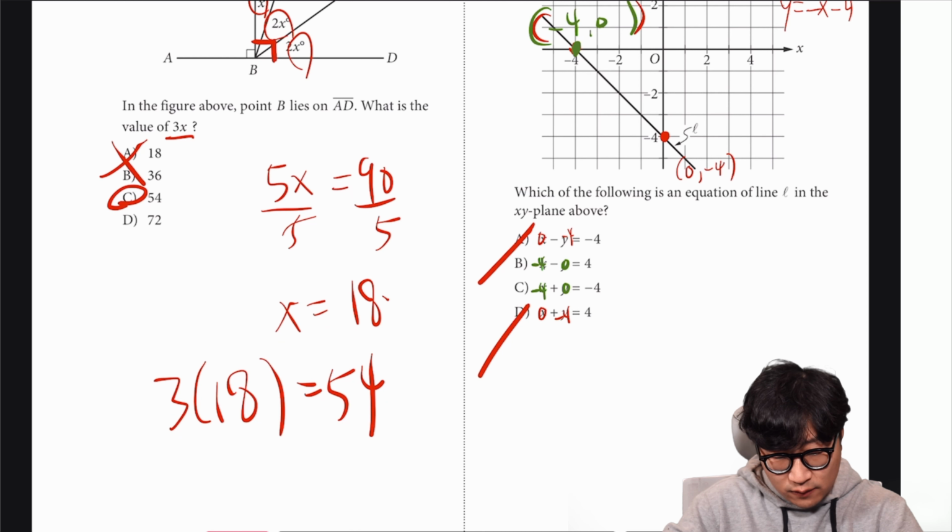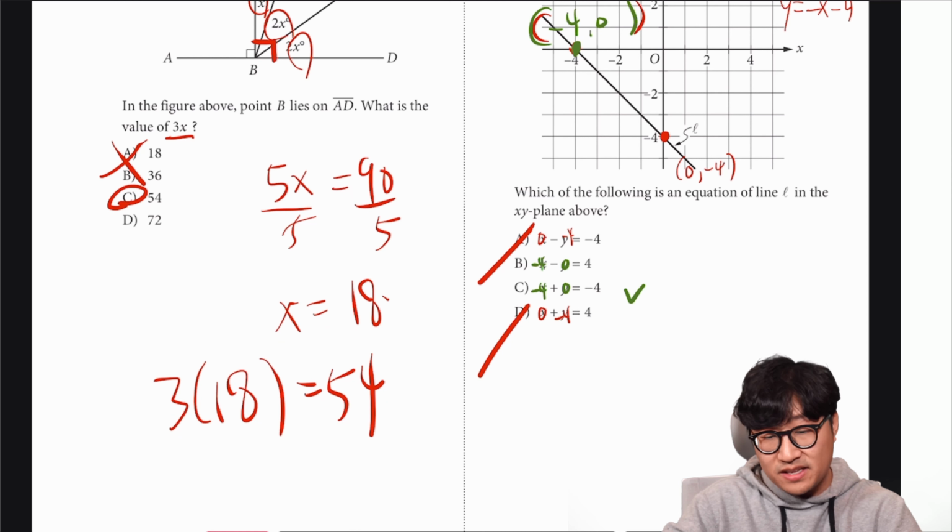So C gives you negative 4 plus 0 is negative 4. That works. But B says negative 4 minus 0 is 4. That's not 4. That's negative 4. So B is now wrong. It's going to be C.